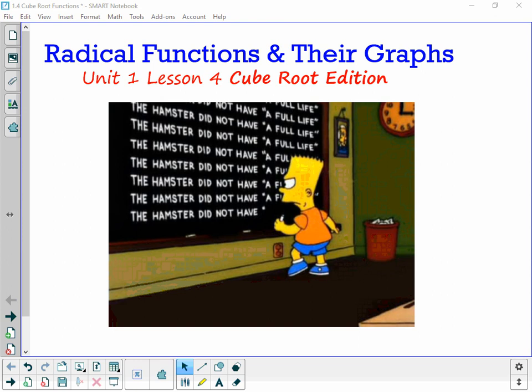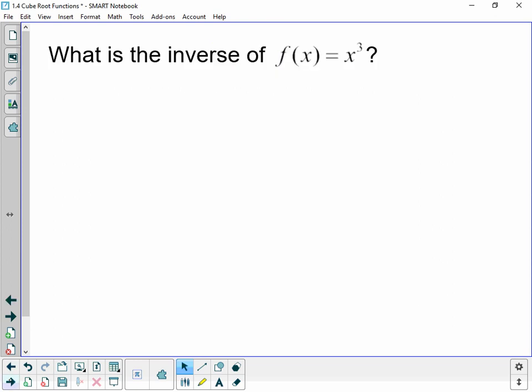Alright, this video is Unit 1, Lesson 4. It's going to be all about cube roots. And if you were in class for the square root lesson, this one will probably not feel too difficult. So I want to start with the function f of x equals x to the third power, or x cubed.